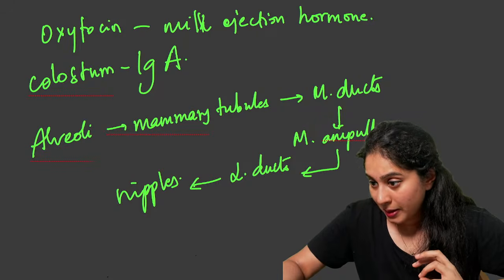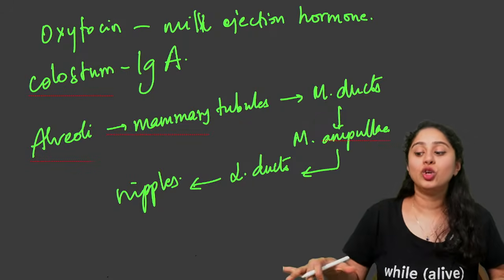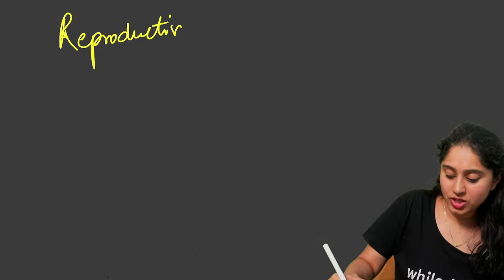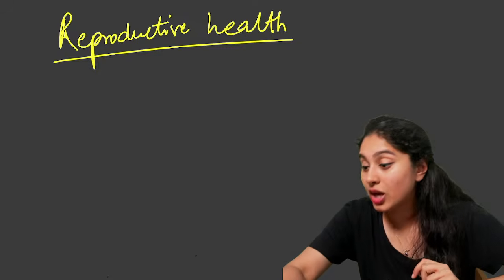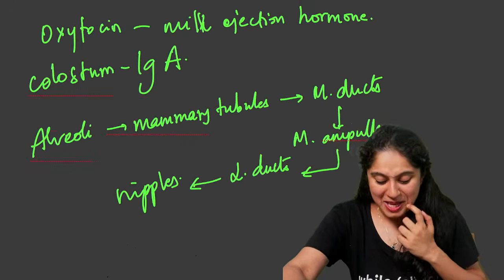Is that clear? Clear everybody? That's it for the human reproduction chapter. Any other questions, anybody? Any other questions, anyone? Anything that you all want me to discuss or any doubts that you all have? Okay, Karp is asking for a trick.